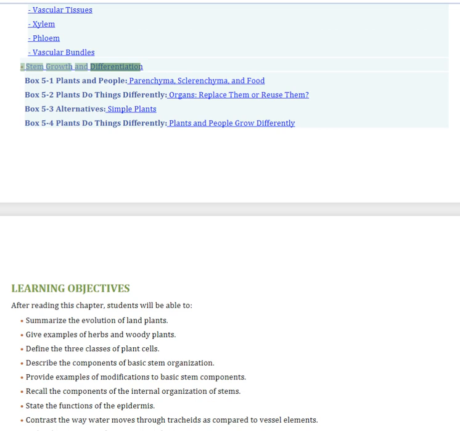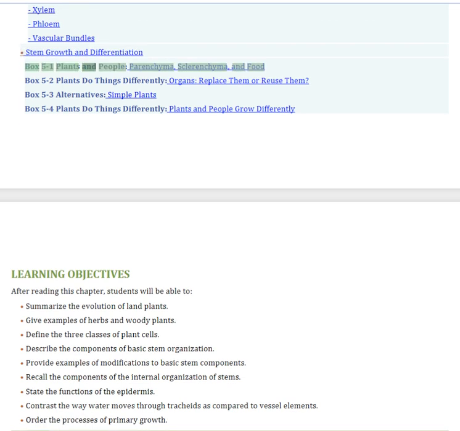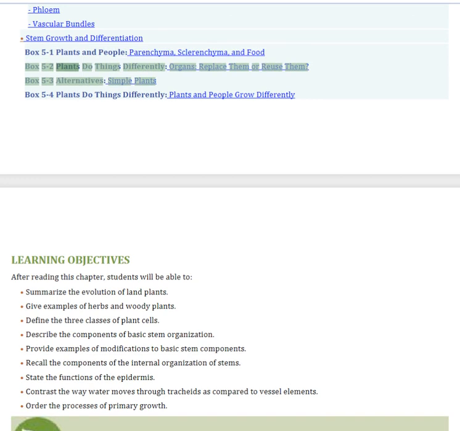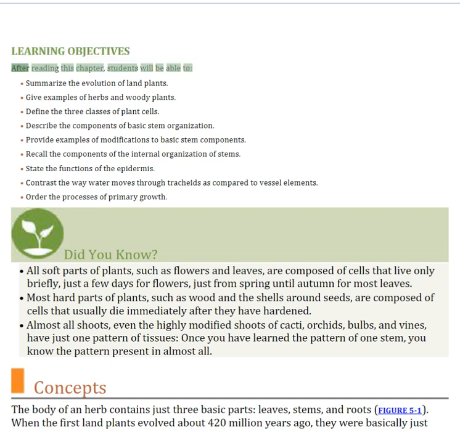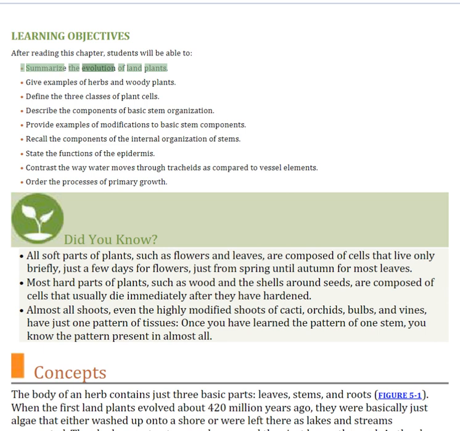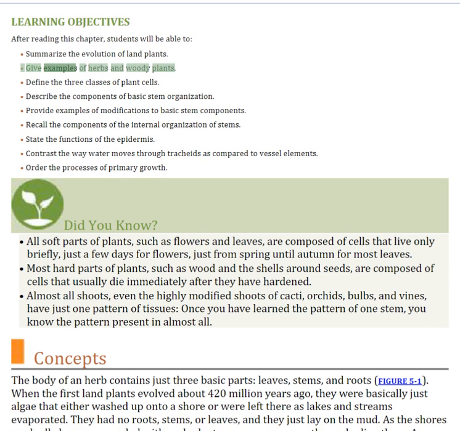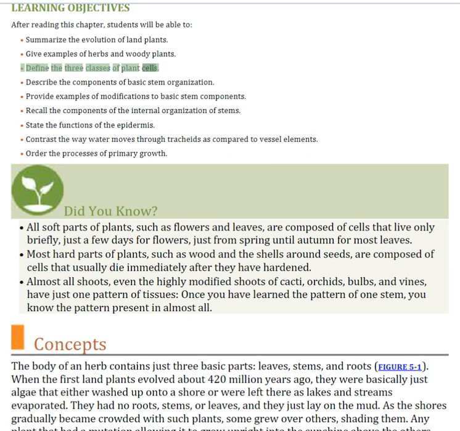Stem growth and differentiation. Box 5-1 Plants and People: parenchyma, sclerenchyma, and food. Box 5-2 Plants Do Things Differently: organs, replace them or reuse them. Box 5-3 Alternatives: simple plants. Box 5-4 Plants Do Things Differently: plants and people grow differently. Learning objectives. After reading this chapter, students will be able to summarize the evolution of land plants, give examples of herbs and woody plants, and define the 3 classes of plant cells.